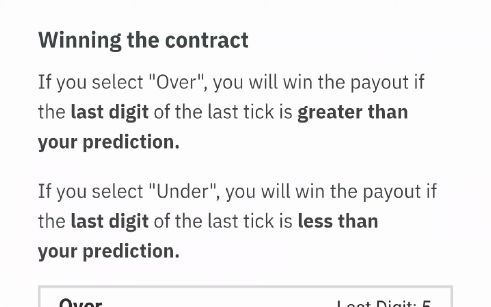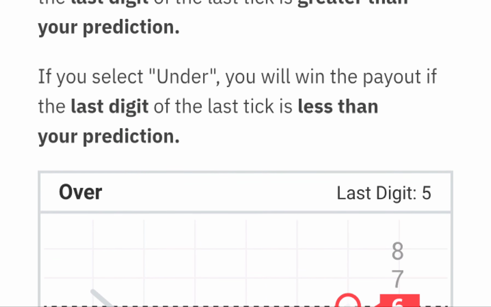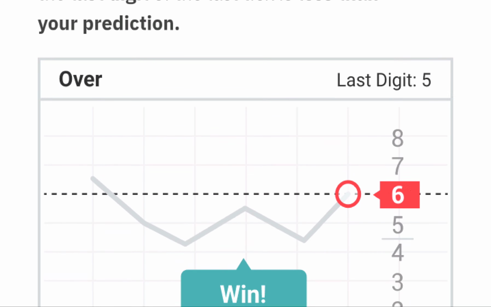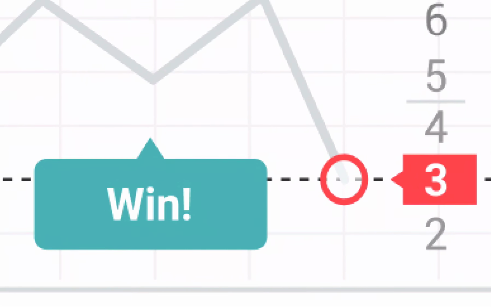Okay, so first of all, let's talk about what the over and under option is. Over and under is basically when you predict if the next number is going to be above or below your last digit prediction. Let me show you how it works with an example.